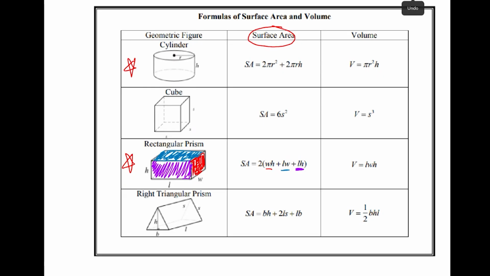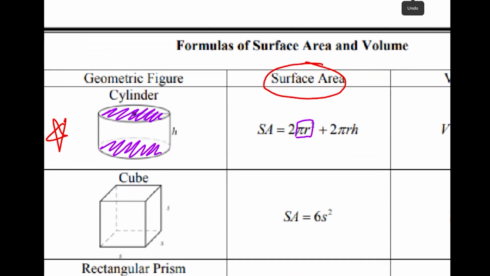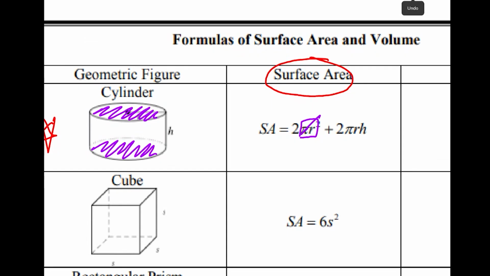If we want the total surface area of the cylinder, we need to find the area of both of these circular bases, right? The area for a circle is pi r squared. So this 2 pi r squared is talking about the area of the two bases. There's 2 of them. The pi r squared is the area of that circle, and then there's 2 of them, right? There's the top and the bottom.